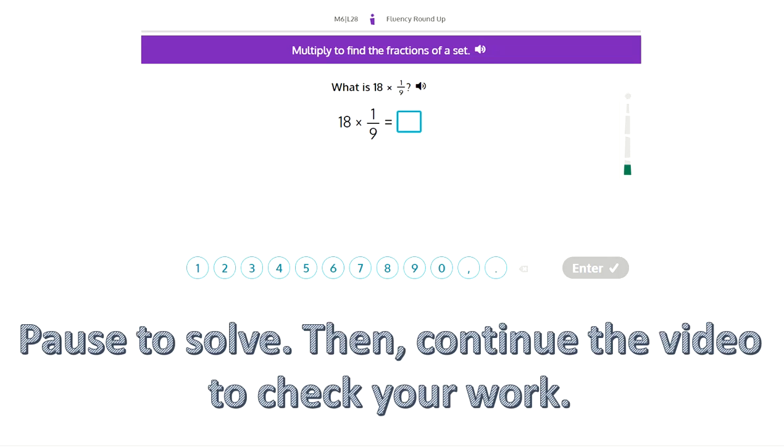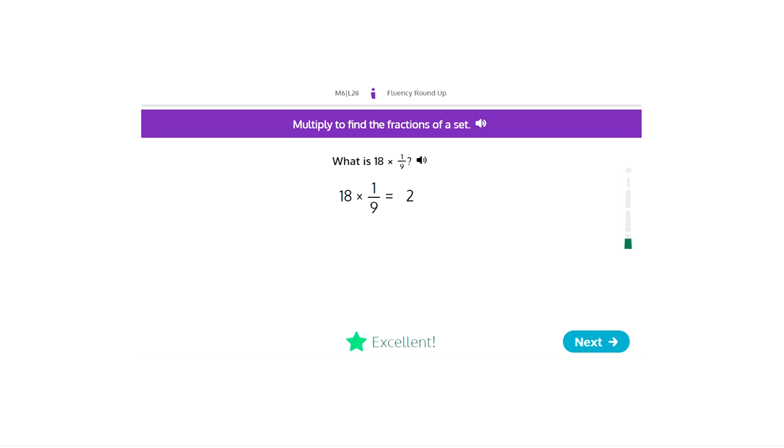Try this one for me. 18 times 1/9. You know the routine. Pause to solve, then continue the video to check your work. Yes, it is 2. Good job.